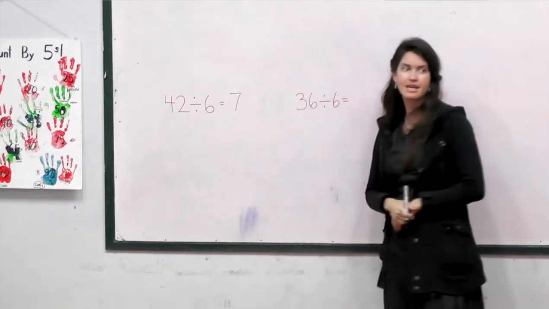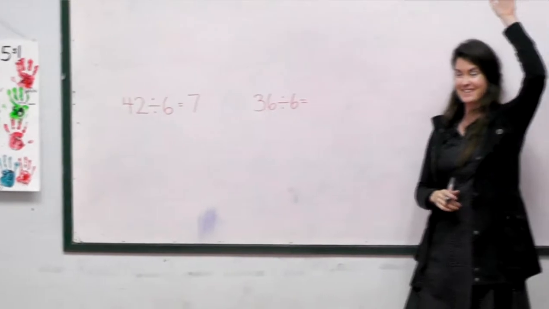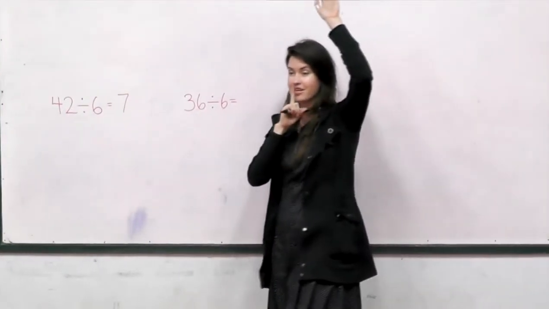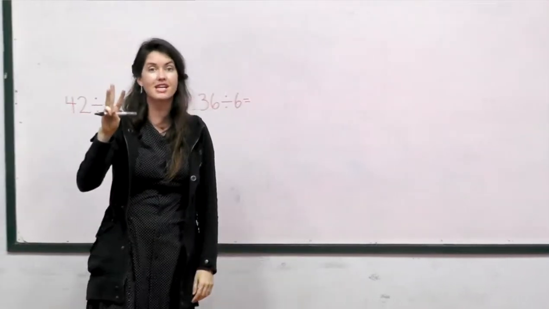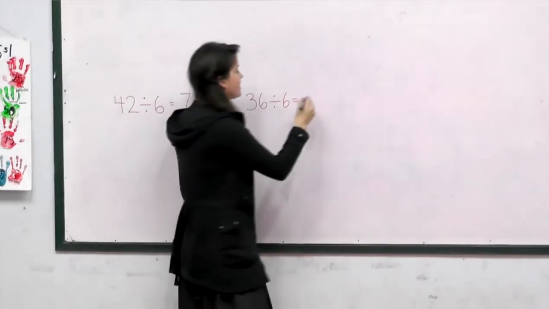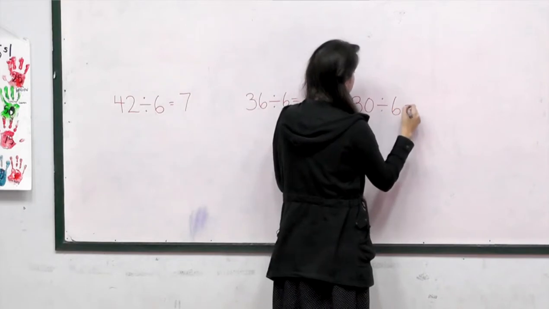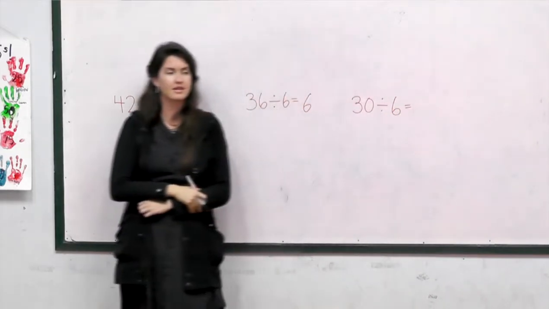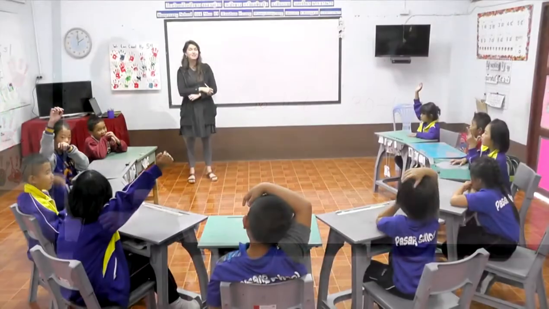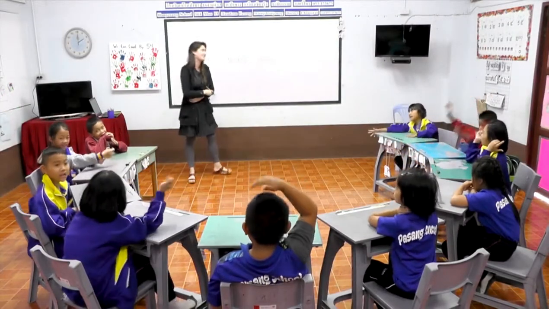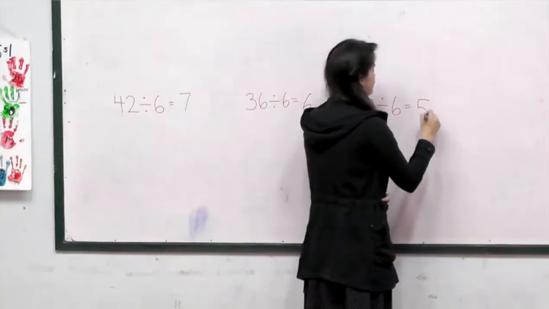36 divided by 6. Good. I'm glad they're getting easy. Keep it secret till we count to 3. 1, 2, 3, 6. All right, friends. 30 divided by 6. 1, 2, 3. 5. That's a good, easy one. Very nice.